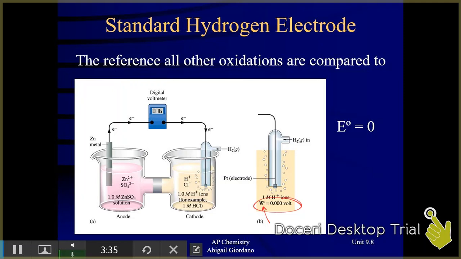And I want to refresh your memory on what that little degree symbol means, because all of our cell potentials are going to have that symbol. Remember, that means these are potentials that are measured under standard state conditions. That means all of the gases are at 1 atmosphere of pressure. Anything aqueous is at a concentration of 1 molar, and the temperature is 25 degrees.